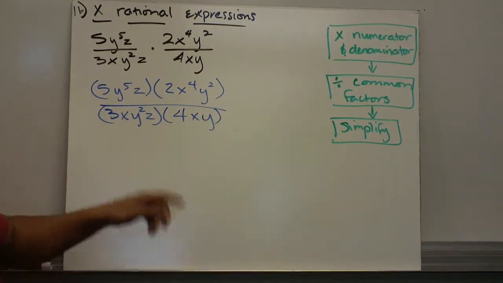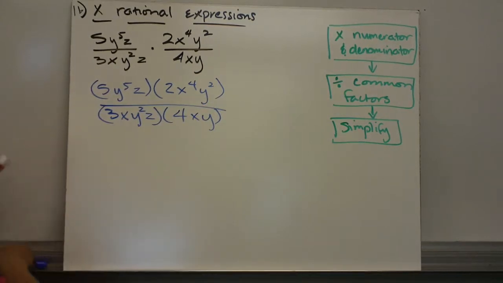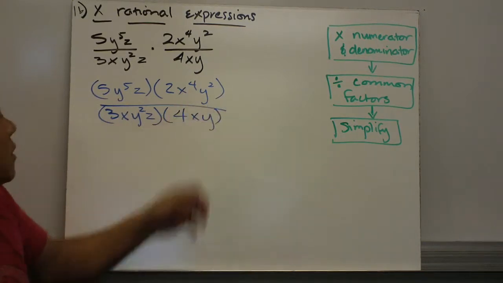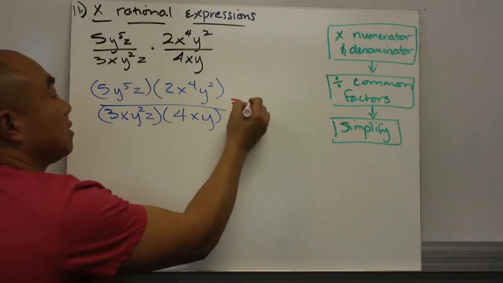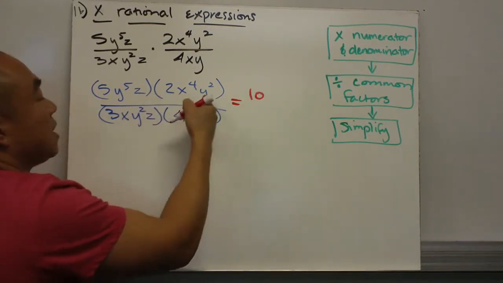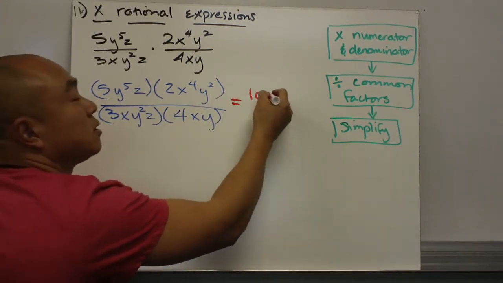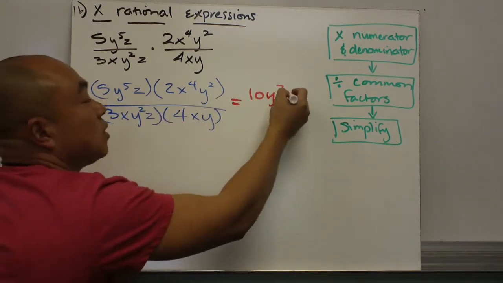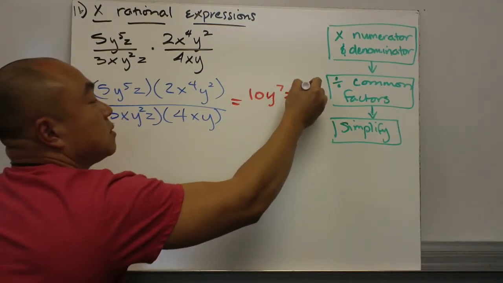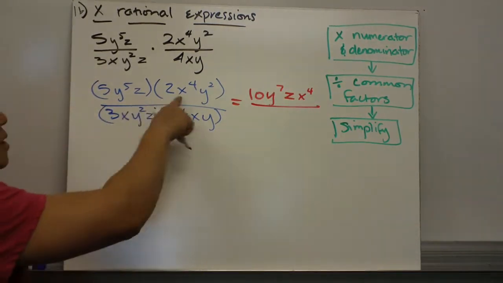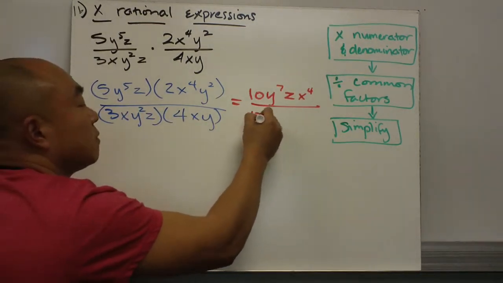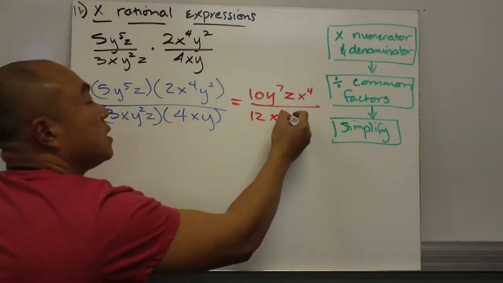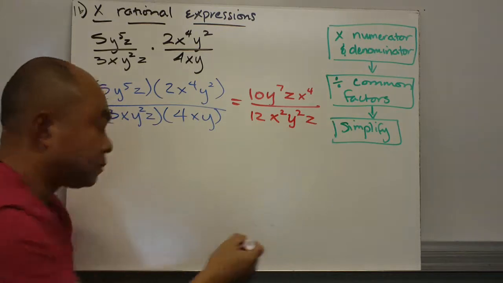Now the next step I'm going to do here is once I'm done multiplying them, I'm going to multiply them number to number and then your letters together as well. So this is going to give me 10, and then I have 5 y's here times 2 y's here. That's going to give me y to the 7th, and then I have an x to the 4, and then a z. So let's do that. Okay, so I've accounted for everything. The bottom I'm going to have 12, then I have 2 x's, and then I have y to the 2nd, and then a z.